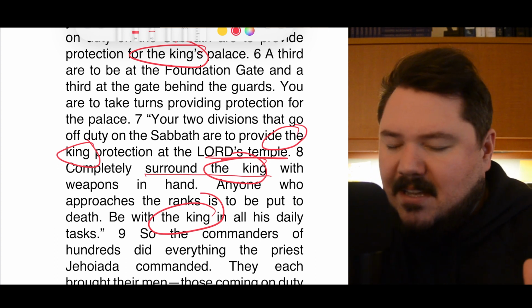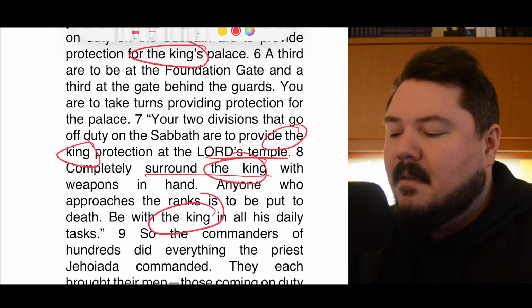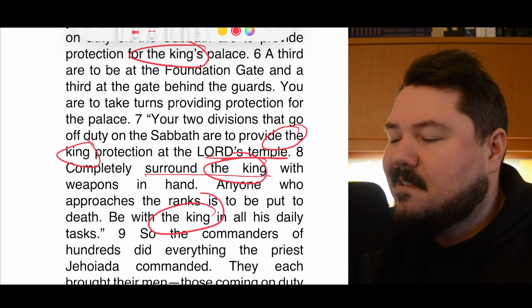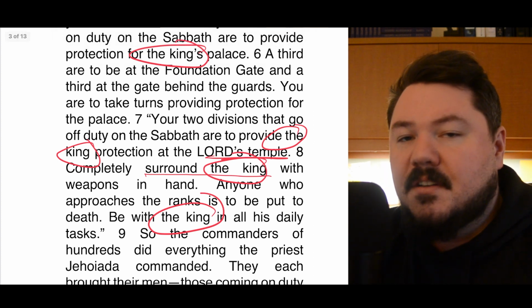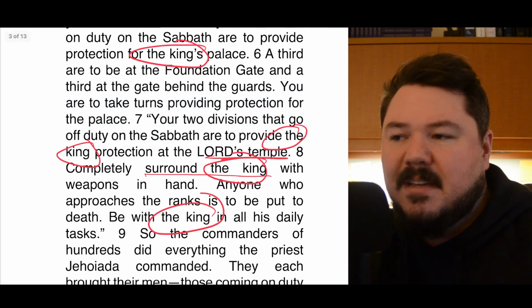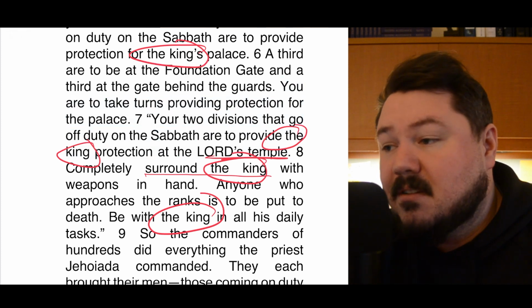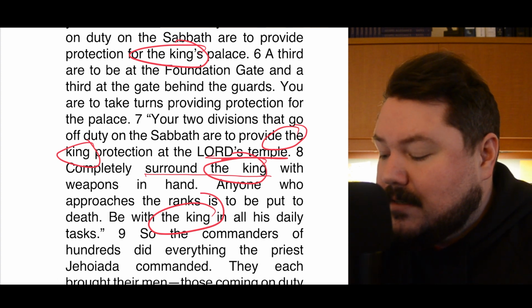And again, we don't really understand all the different, like, this gate and that gate or whatever. But at the very least, what we know is that Jehoiada is providing this protection for the king. And he's doing it at a very critical time where there would be a changing of the guard, so this wouldn't be super suspicious. But that's why he's being detailed here.